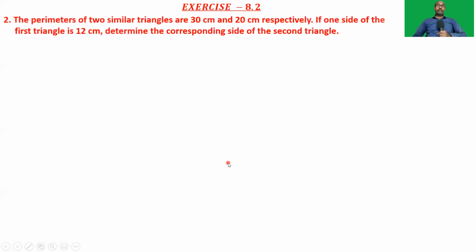The perimeters of two similar triangles are 30 centimeters and 20 centimeters respectively. If one side of the first triangle is 12 centimeters, determine the corresponding side of the second triangle. So here the perimeters of two triangles are given, and one side of the first triangle is given, and we have to find the corresponding side of this side.